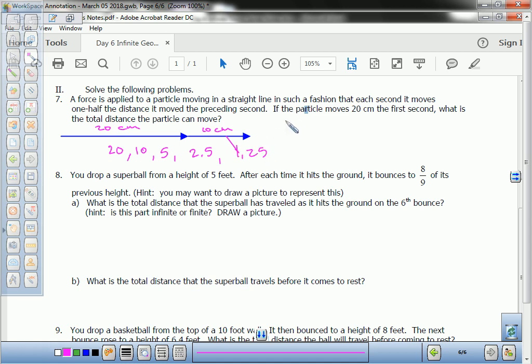All right, so my first term is 20. I am multiplying by something. What am I multiplying by? A half. My ratio is 1/2. So when it asks what is the total distance that the particle can move, that is asking for the infinite sum. That's what it's asking for.